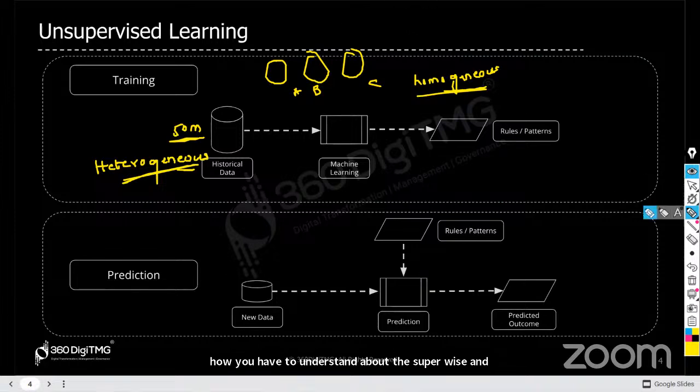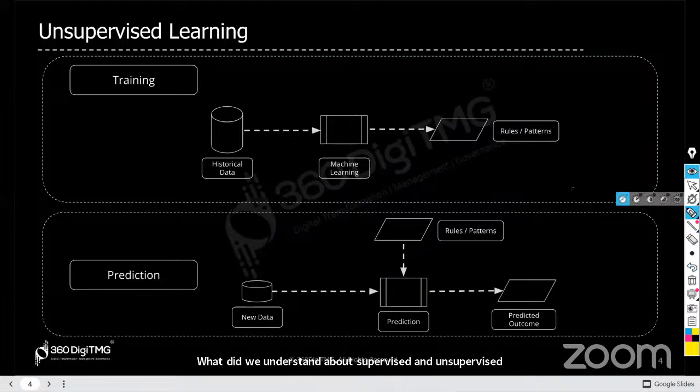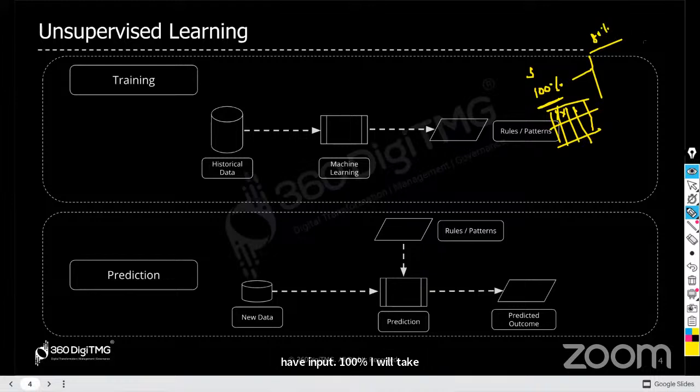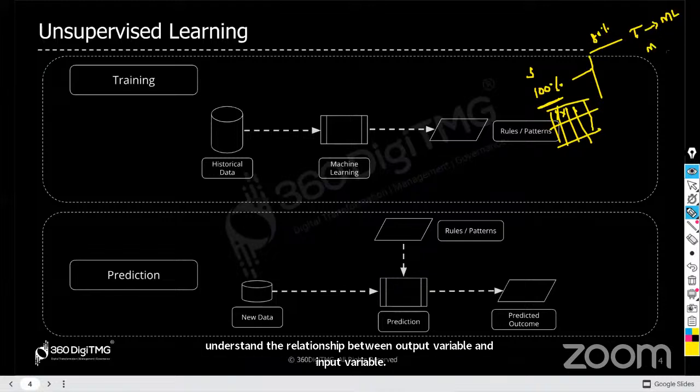What did we understand about supervised and unsupervised learning? In supervised learning, we have, suppose, 100% of data, which is historical data, in which I have an output variable as well as an input variable. Out of 100%, I will take 80% of my data as the training data set. In the training data set, I will train my model using a machine learning algorithm. Why am I going to train the model? Because I want to understand the relationship between the output variable and the input variable, by using a mathematical equation.